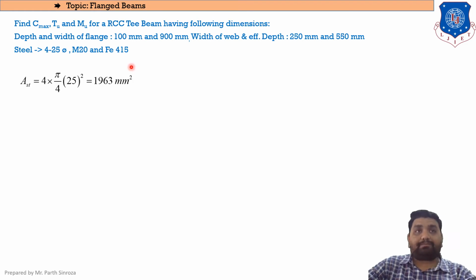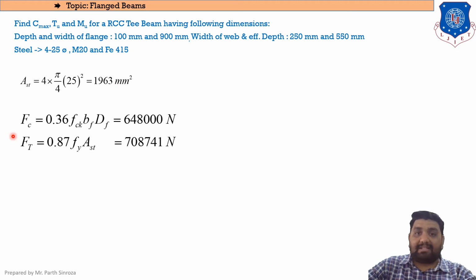So we'll be starting our numerical problem. First, the area of steel. As 4 numbers of 25 mm diameter bars are given, area of steel AST will be 4 into pi by 4 into 25 square, or you can directly take this from your steel table. This answer comes out to be 1963 mm square. Now our first step to solve any analysis problem will be the comparison between our compression force and the tension force, that is to compare our Fc and Ft.